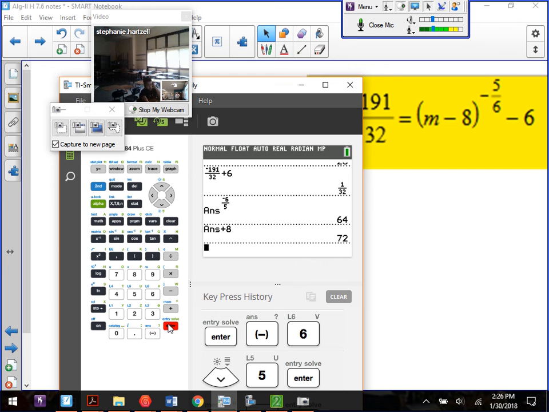And that's, again, the reason why I would let you guys use this calculator, because you can do those fractional exponents. Whereas the other one, you can, but it's really tough to type it in. I'll show you another example.